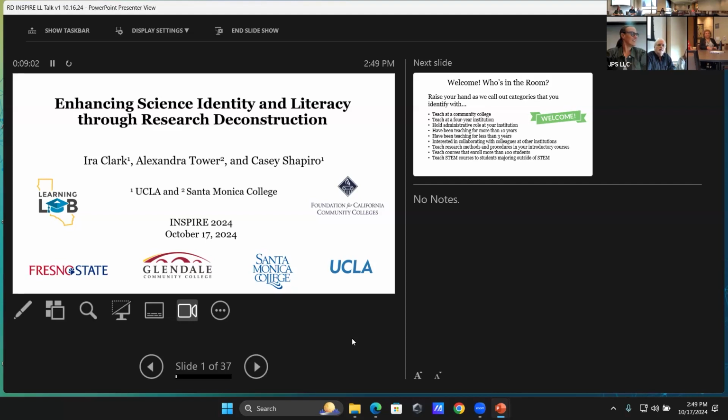My name is Ira Clark. I'm here at UCLA. I'm assistant adjunct professor and director of the biomedical research minor. And my colleagues here are: I'm Alexandra Tower, I'm at Santa Monica College in the Life Sciences Department. I'm Casey Shapiro, and I work in the assessment group in our Teaching and Learning Center here at UCLA.